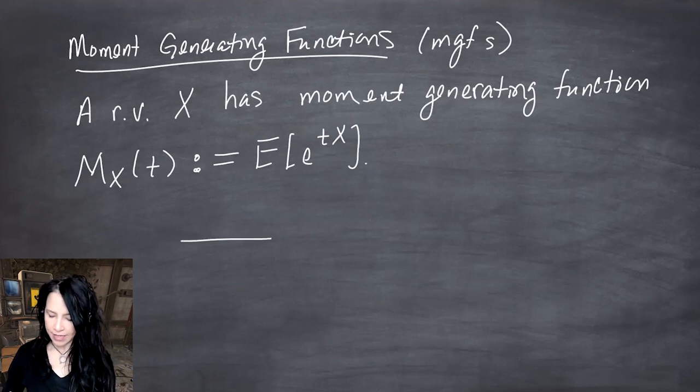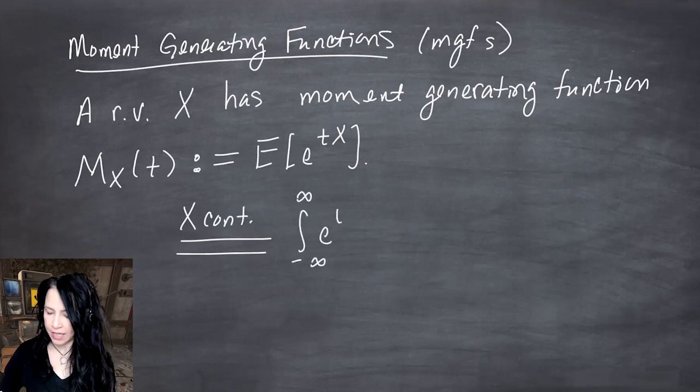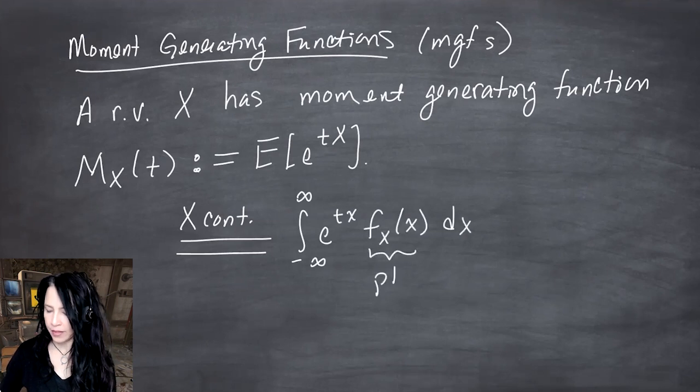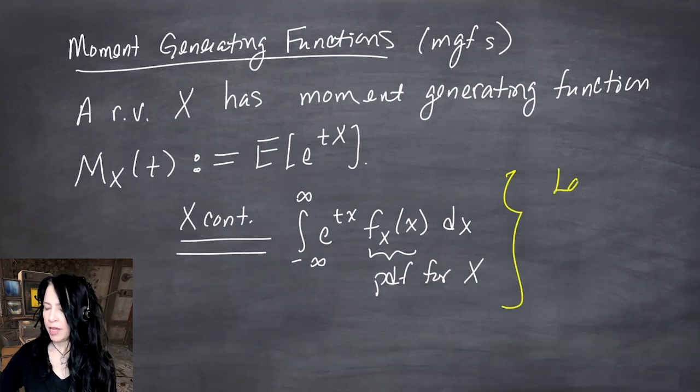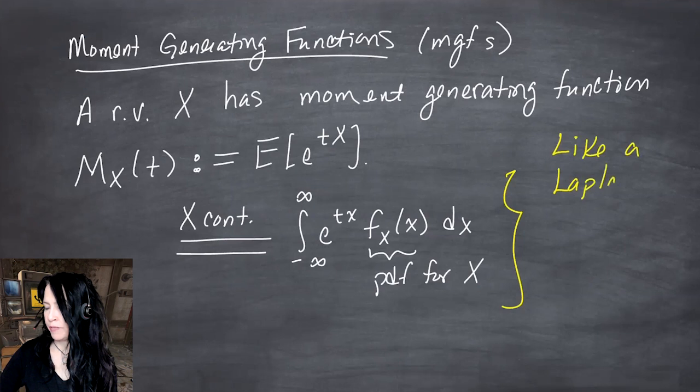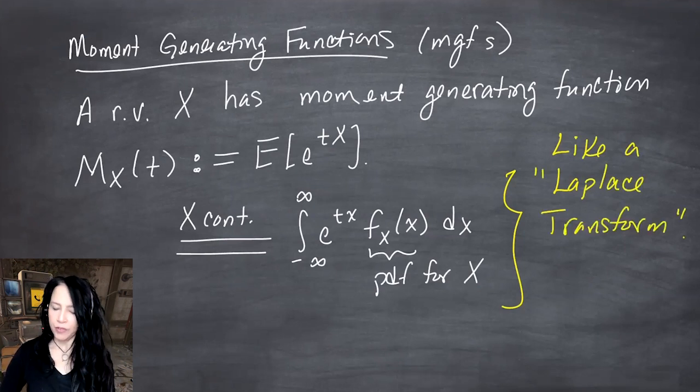And if X is continuous, which is what we care about right now with the exponential, then this is going to be the integral from minus infinity to infinity of e to the tx times the PDF for X. This looks suspiciously like a Laplace transform. So it's not a Laplace transform, but it's like a Laplace transform. And so if you've had Laplace transform theory, you might believe the next statement.